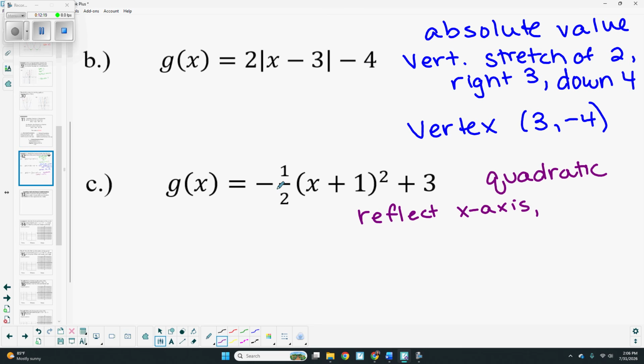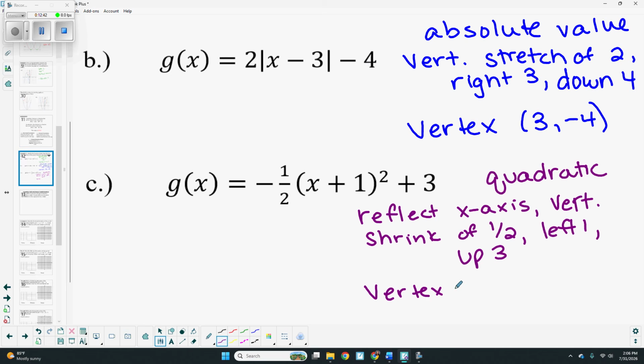The 1/2 is again out front. It's not inside of the x, so that's a vertical. And because it's between 0 and 1, that's going to be a shrink of 1/2. +1 means left 1, and the +3 means up 3. And then our vertex would be -1, +3. So notice for all of these, the A value did not affect my vertex at all.